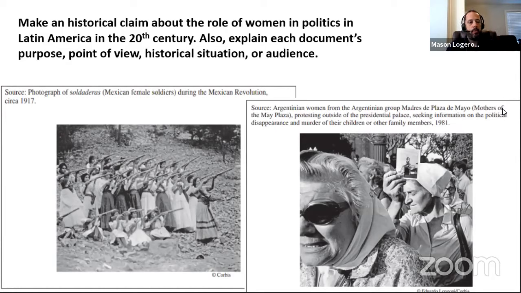All right, take about 4 more minutes. At this point, you should be able to come up with a claim at least and write that down. Again, one sentence should be enough for that claim about women's role in politics in Latin America in the 20th century. And now start to think about purpose, point of view, situation, or audience.